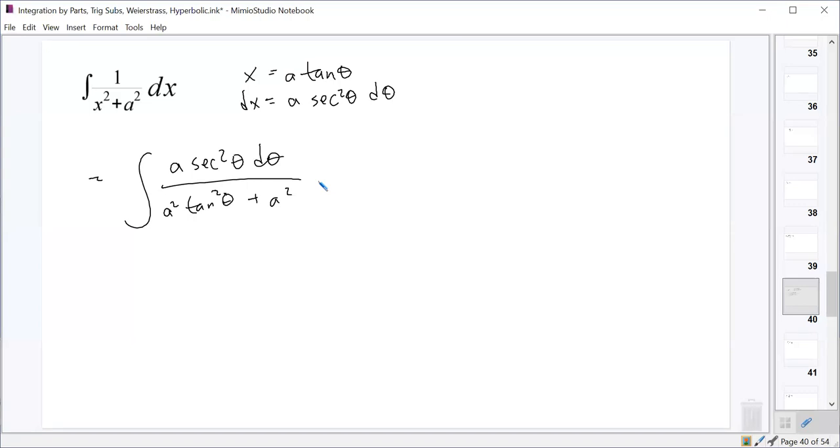Okay. We can factor the a squared out of the denominator, which leaves us with a over a squared, which should just be 1 over a. And since a is a constant, we can put that out in front. So 1 over a times the integral of secant squared theta d theta over, and when we factor out the a squared, this is tangent squared theta plus 1, which is also secant squared. So we got secant squared theta d theta over secant squared theta. Everybody good there?